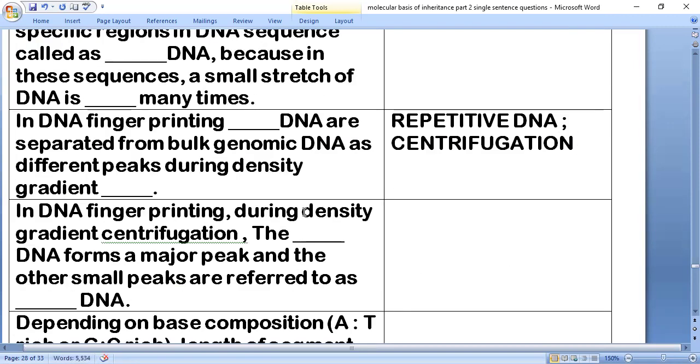During density gradient centrifugation, the bulk DNA forms a major peak and the other small peaks are referred to as satellite DNA.